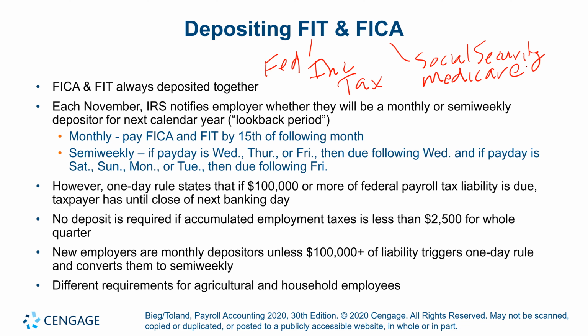There is a 1-day rule if we owe 100,000 or more in federal payroll taxes, and then it's due by the close of the next banking day. No deposit is required if accumulated employment taxes are less than 2,500 for the whole quarter. New employers are monthly depositors unless they get over that 100,000 mark, which then triggers the 1-day rule. And then there are some different requirements for agricultural and household employees.